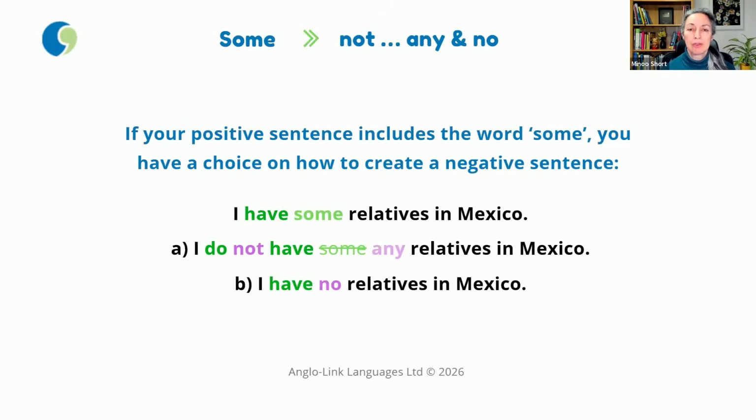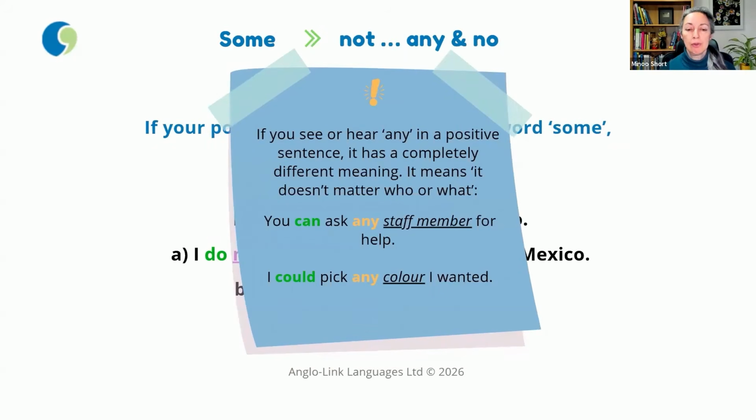Now, a few other things to say about some and any before we move on. The first thing is that if you hear or see any in a positive sentence, it has a completely different meaning. It means it doesn't matter who or what. For example, you can ask any staff member for help. So a positive verb can, and just the word any. In this context, any means whoever, whichever member of staff. Or I could pick any color I wanted. Again, any here means it didn't matter which color.